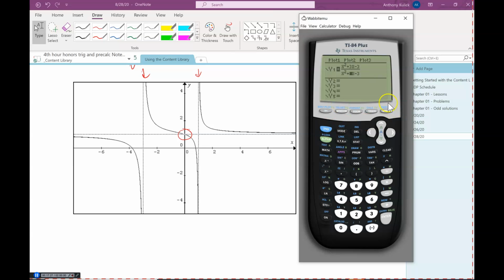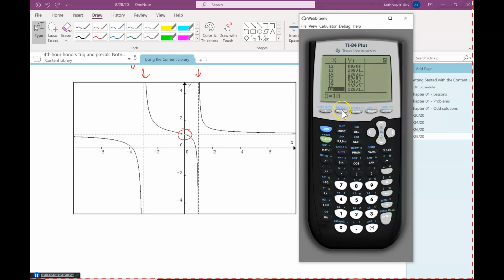So what I'm going to do is use the table function here to check this. Really, I want to look at the value of y as x gets bigger and bigger and bigger, right? That'll tell me whether y equals 1 is actually an asymptote or not. I could scroll, but that's really unsatisfying because it takes a long time to get to big values of x.